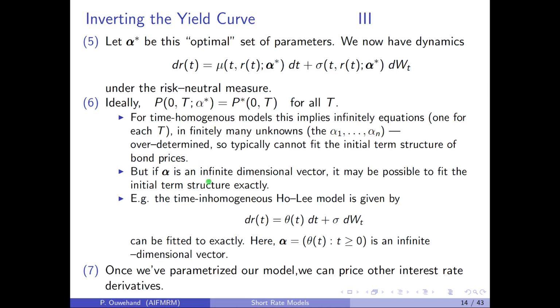But if alpha is an infinite dimensional vector, it may be possible to fit the initial term structure exactly. For example, the time inhomogeneous Ho-Lee model has the following dynamics and can be fitted exactly. Here, the parameter vector alpha is an infinite dimensional vector. Once we've parameterized or calibrated our model, we can then price other interest rate derivatives, for example using Monte Carlo methods or the term structure PDE.